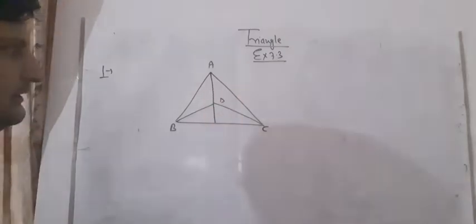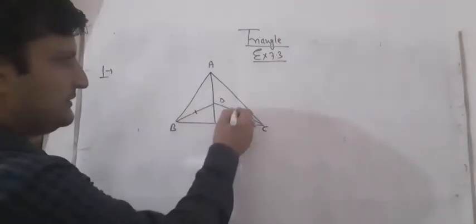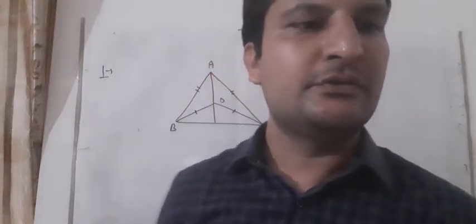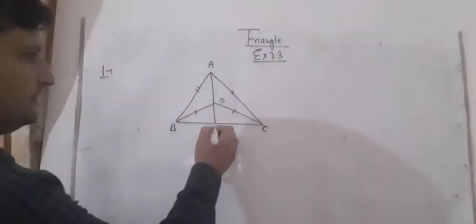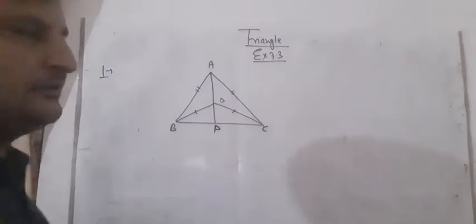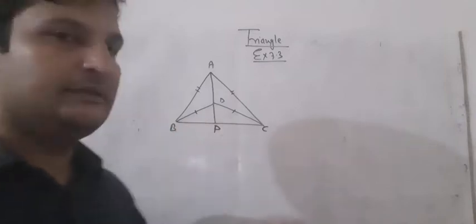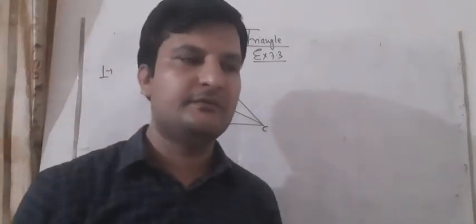It is given that this is an isosceles triangle, and this is also an isosceles triangle. If AD is extended to intersect BC at P, so that this one. Students, these two things are given here: ABC and DBC are two isosceles triangles on the same base.